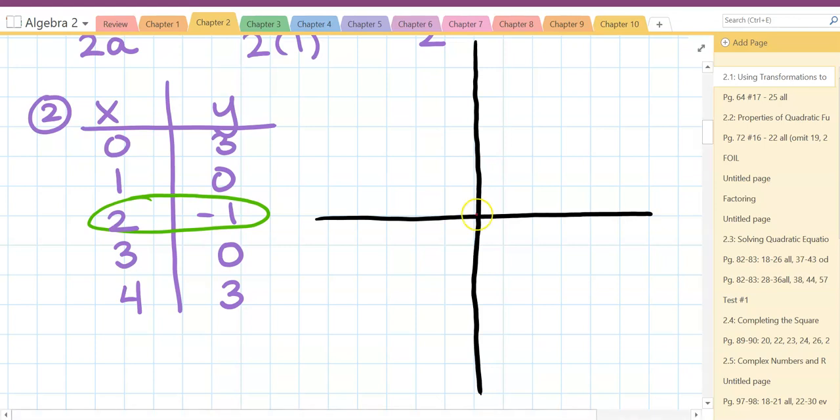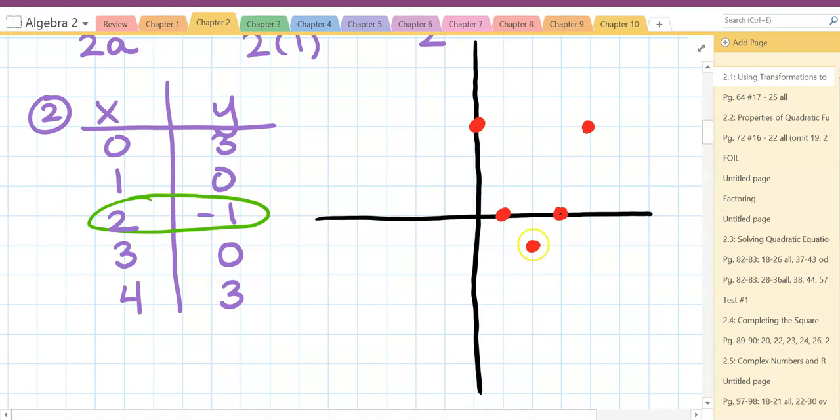So at 0, you go up 3. That's the point 0, 3. Then 1, 0. And then your vertex is at 2, -1. So right now I have just the left side of my graph up here. Now I'm going to do 3, 0 and 4, 3. You should see those points are reflecting. Imagine there's a line going down the center of the graph. These are the same distance away from that line. That should always happen. They should mirror each other.